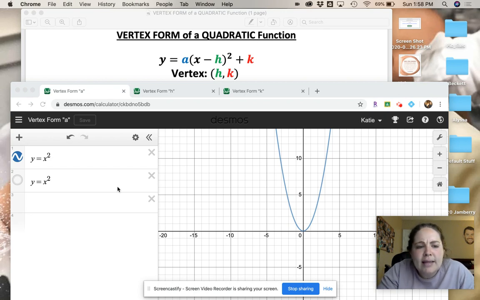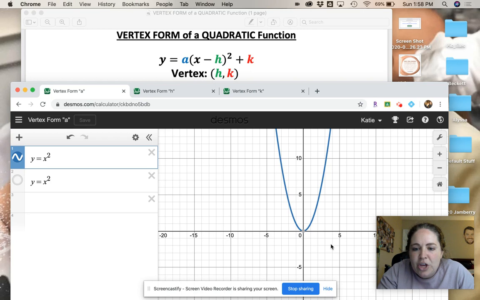So if you look at the blue graph here on your screen, we've got our parent function x squared. Notice that the vertex is right here at 0, 0. This is called our parent function. There's nothing special about this graph. It hasn't been moved around. It doesn't look different or unique. It's just our basic parabola. Okay, so now let's investigate what's going to happen when I start to change that a value.